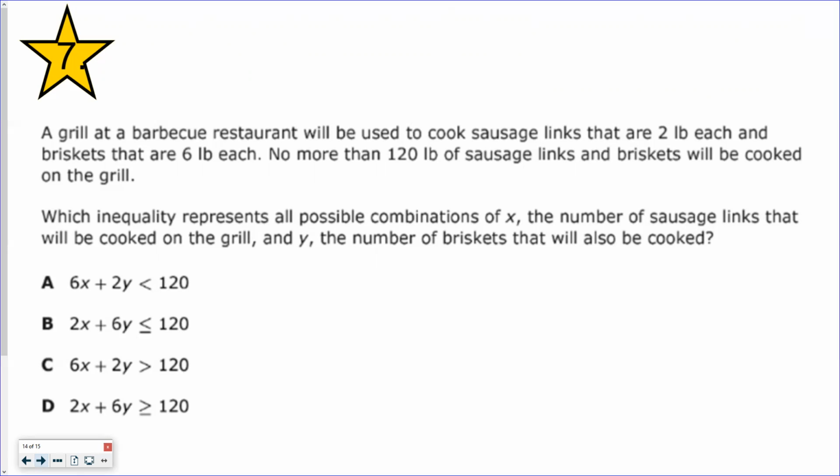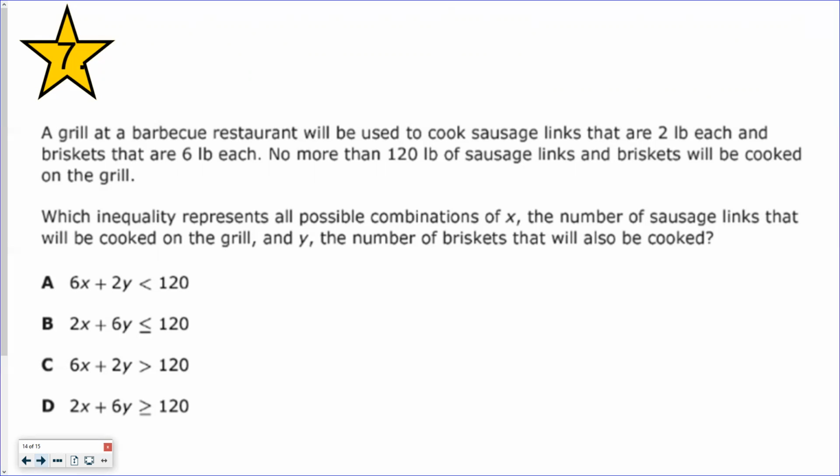A grill at a barbecue restaurant can now be used to cook sausage links that are 2 pounds each and briskets that are 6 pounds each. No more than 120 pounds of sausage links and briskets will be cooked on the grill. Which inequality represents all possible combinations of X, the number of sausage links that will be cooked on the grill, and Y, the number of briskets that can be cooked?